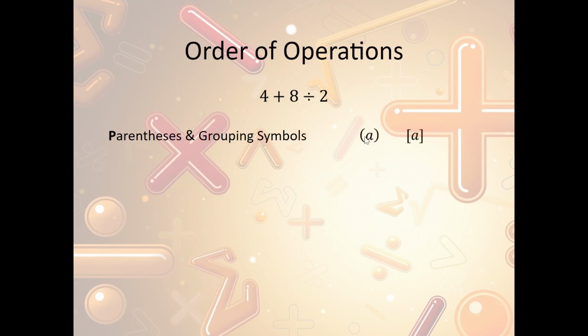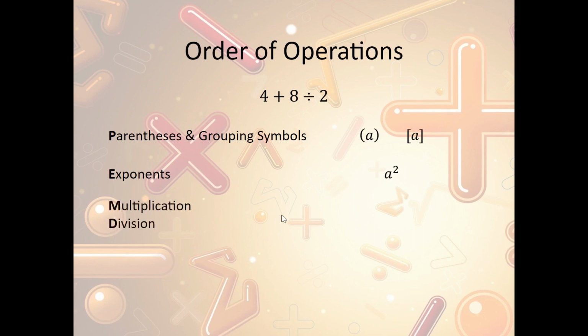So parentheses look like this. They can be with the parentheses this way, or we could have these brackets as well. So those are parentheses and grouping symbols. Next thing we do is exponents. So exponents look like this, a squared. So it's this number here that's above. So we always do parentheses, then we do exponents.